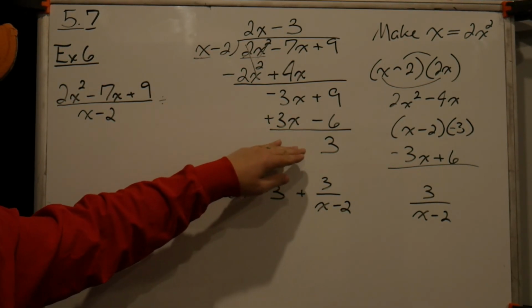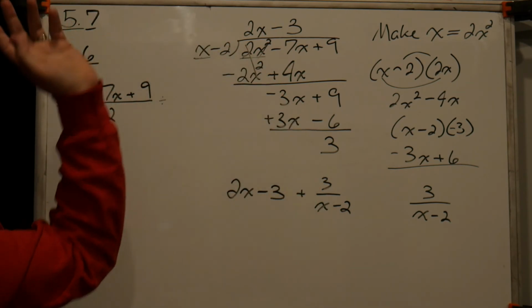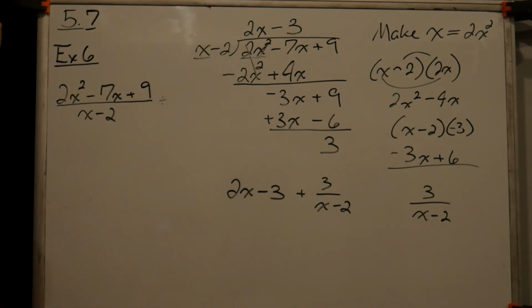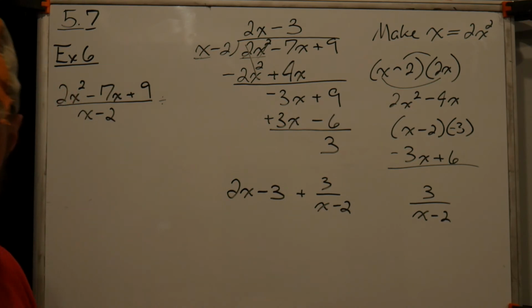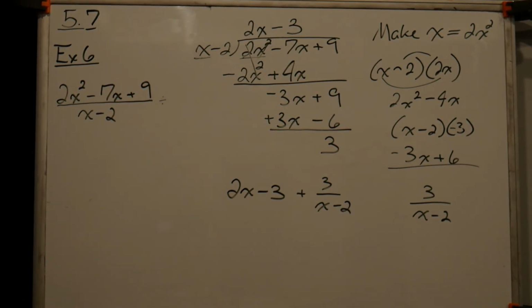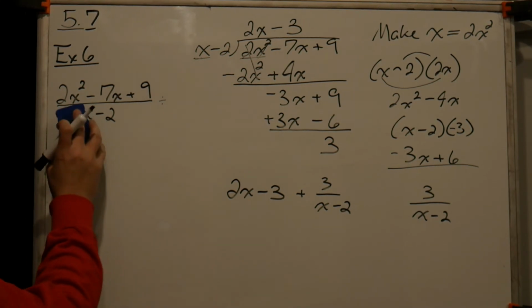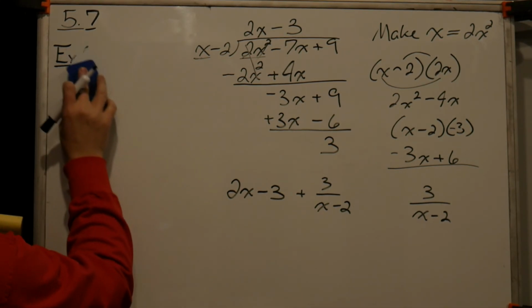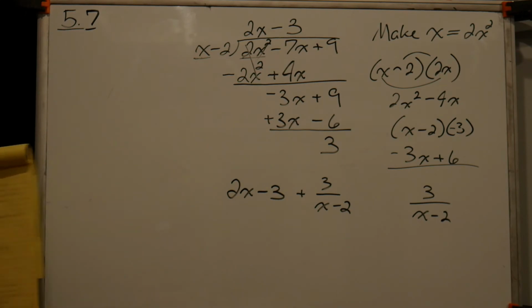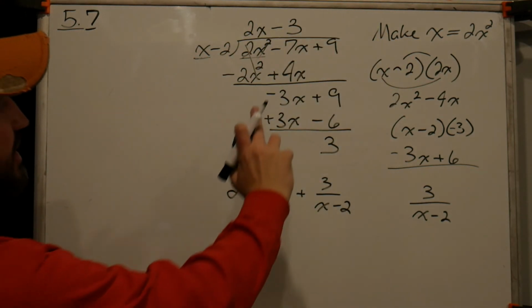Sometimes we'll get down to where we have an x minus 2, it divides evenly and we're done. In this case we don't. Now the other, well, I don't want to go that far yet, let me wait. So let's do another example. Now remember, this is only for something that doesn't factor out cleanly.